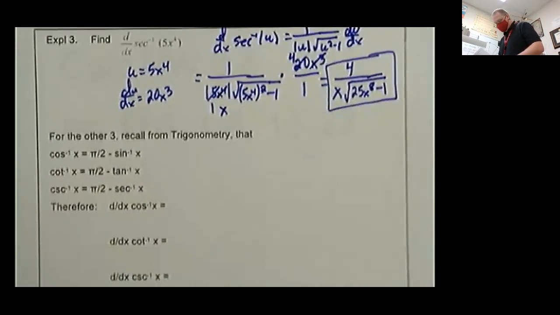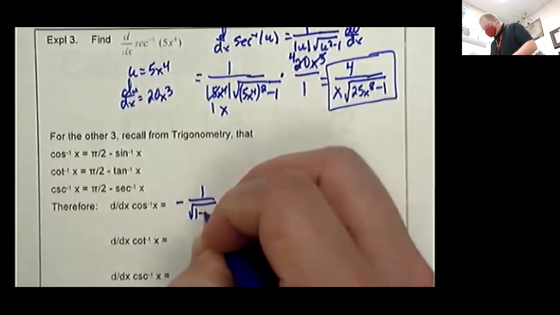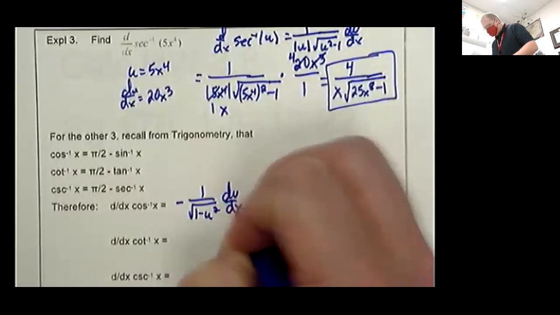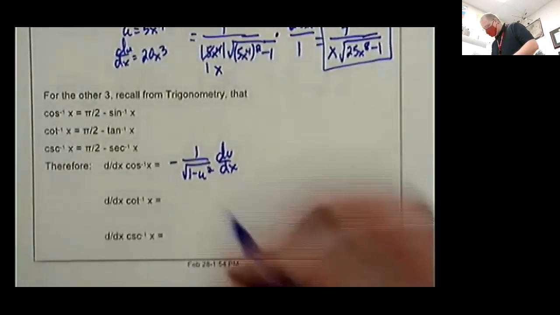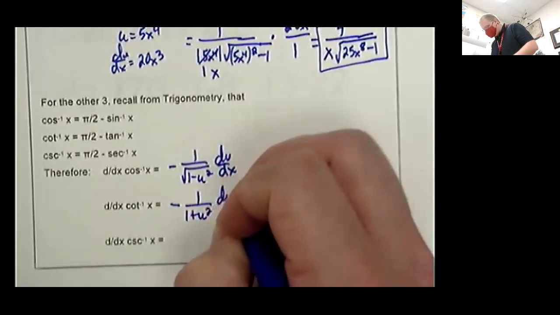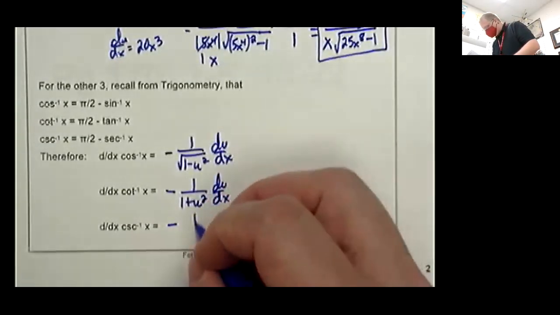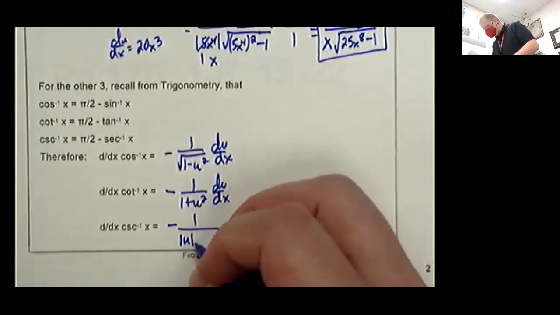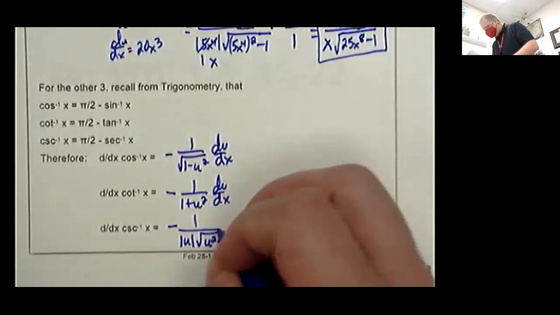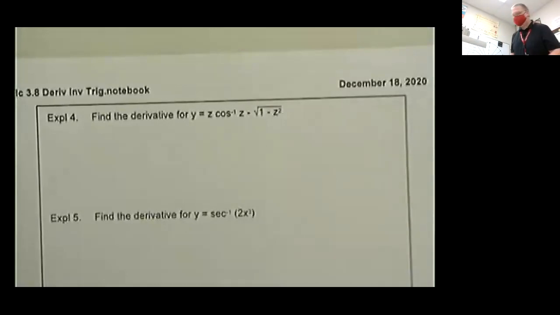So the derivative of cosine inverse is negative 1 over square root 1 minus u squared du dx. The derivative of arc cotangent is negative 1 over 1 plus u squared du dx. And the derivative of cosecant inverse is negative 1 over the absolute value of u square root u squared minus 1 du dx. And again, we're going to add all of those to your note card. A couple more examples.